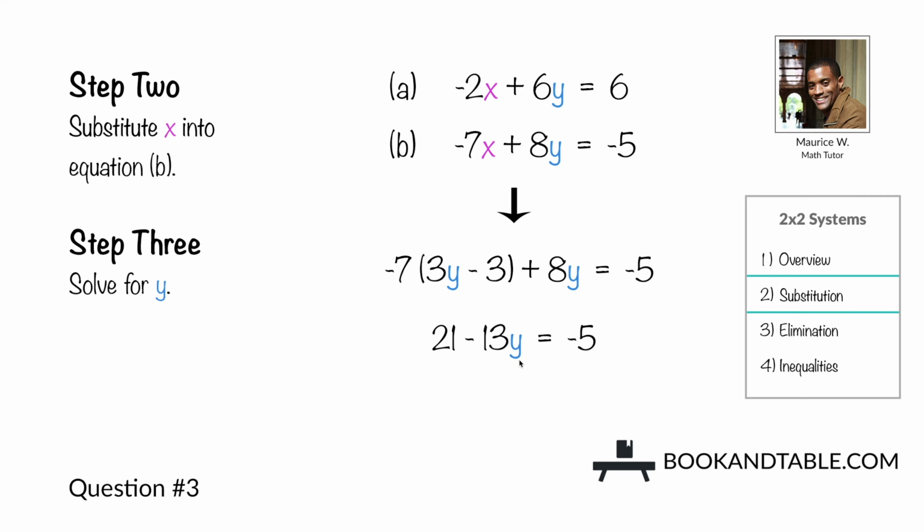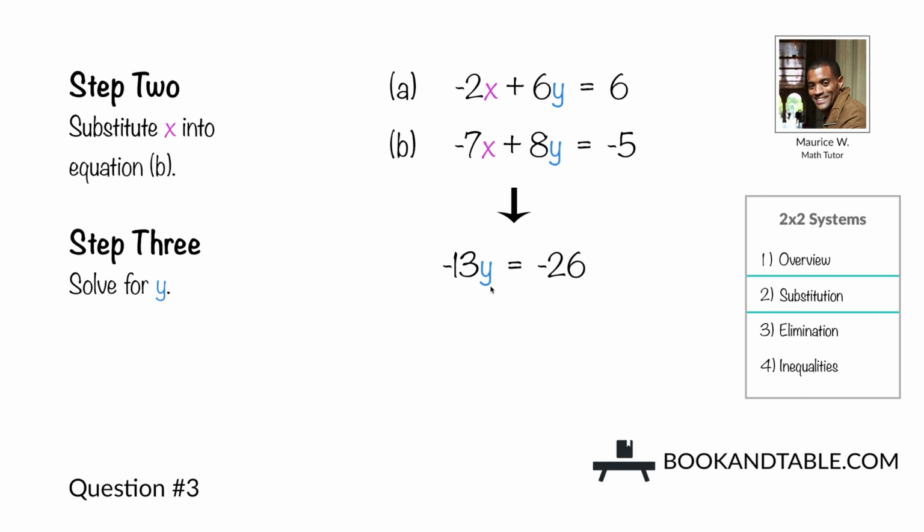And now we can solve for y. So we'll subtract 21 from both sides, giving us negative 13y is equal to negative 5 minus 21, which is negative 26. And now to solve for y, we'll divide both sides by negative 13, giving us y is equal to negative 26 divided by negative 13, which is equal to 2.